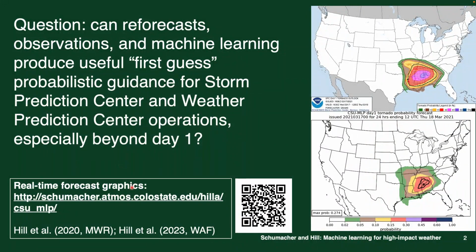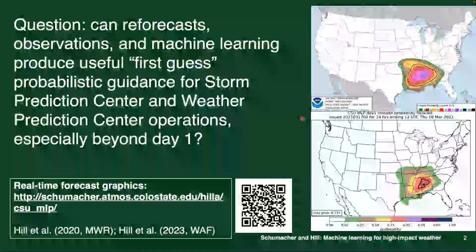So if you're not familiar with the website, there's a QR code or there's the link. A couple of recent papers on the severe weather modeling system are listed here, and we'll sprinkle some of the other ones in as we go as well. But if you're not familiar with the output, it looks something like this. We'll show some examples as we go.